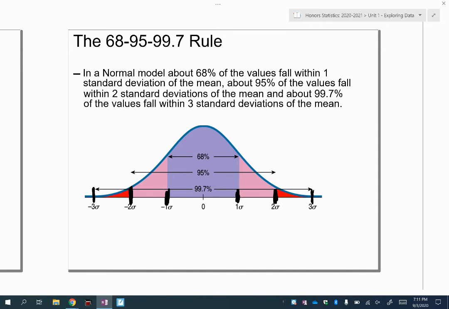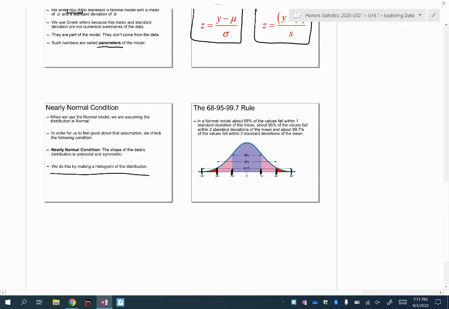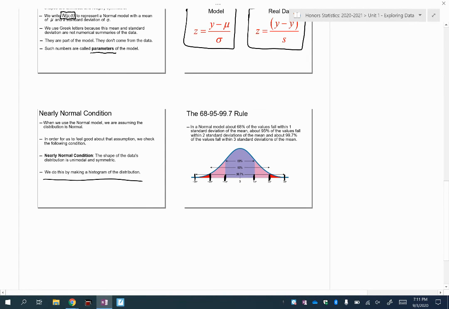This is going to be important when we start looking at these normal models, because we're going to be asked to answer questions that have us think about whether something is plausible as a normal model or something is unusual. So understanding the 68, 95, 99.7 rule will definitely help us with that. Okay, so that finishes up the content from this chapter.